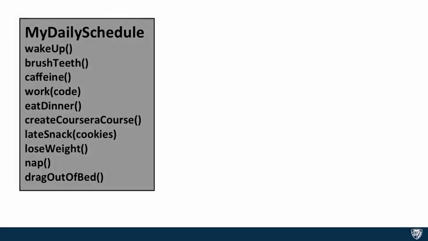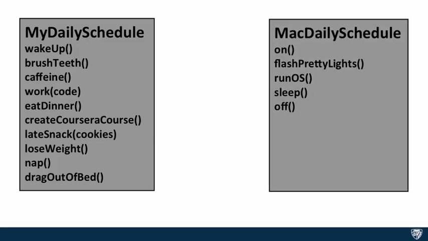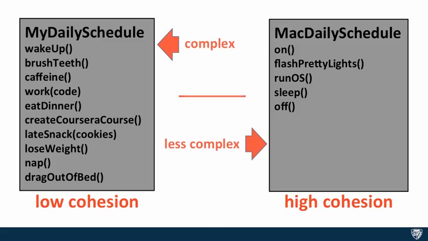For example, if you take a look at my daily schedule and basically map it out as a coding module, it has a whole bunch of things in it: wake up, brush teeth, caffeine, code, and so on. Now, if you take that same thing and then make the daily schedule of my Mac, of my computer, the schedule is much simpler. And if you take a look closely, you'll see that in my schedule, there's very low cohesion, and in the Mac schedule, it's very high cohesion. All it does is turn on, flash pretty lights, run the OS, sleep, and then it turns off.